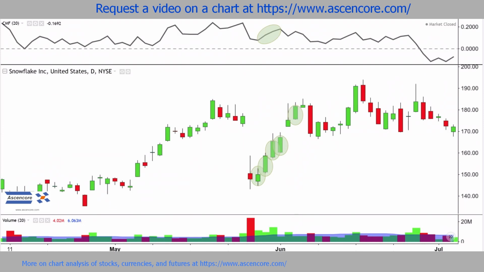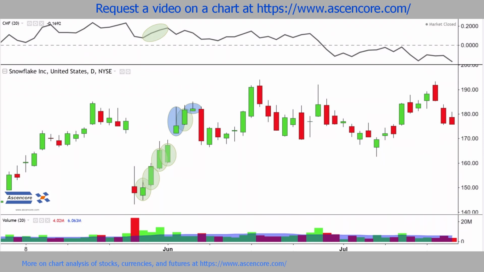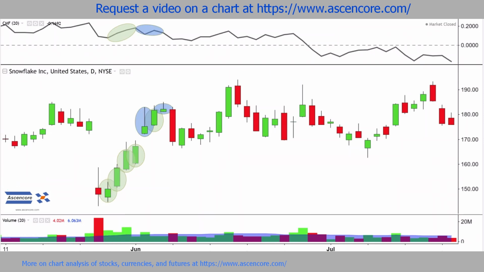This is because even though the last few candles are green, they are bearish with their longer upper wicks. And that causes the indicator to fall since closing prices are much lower than the highs of the session. And the volume has also begun to significantly decline.